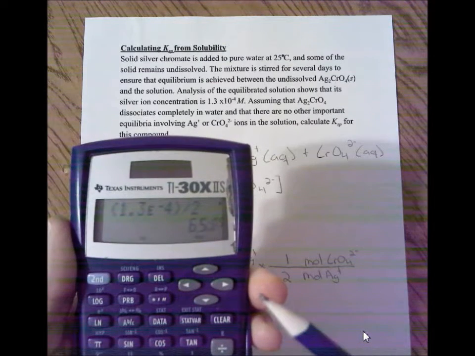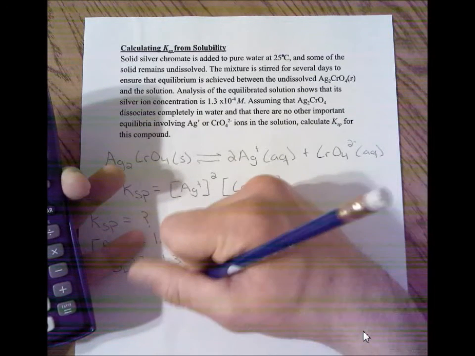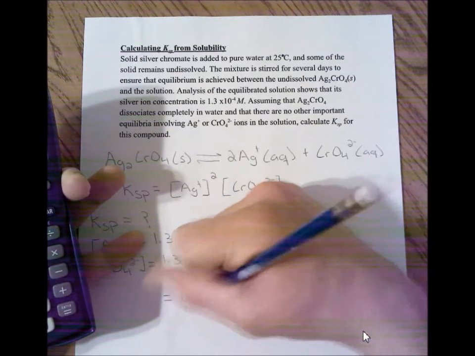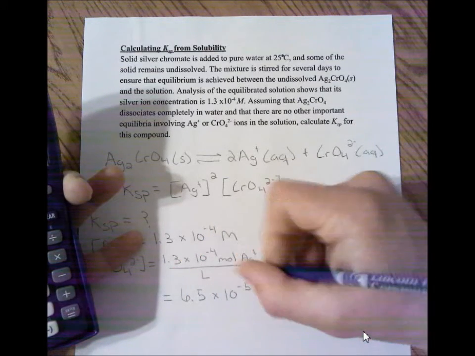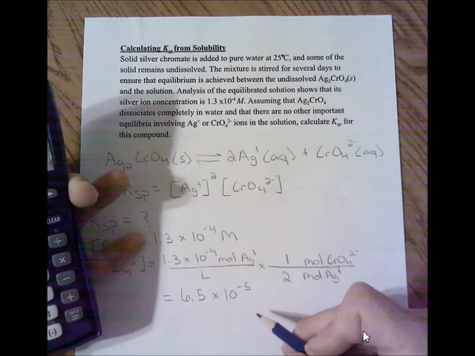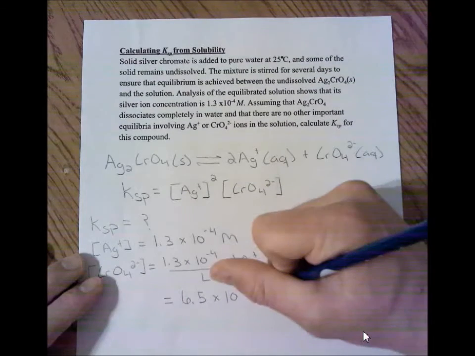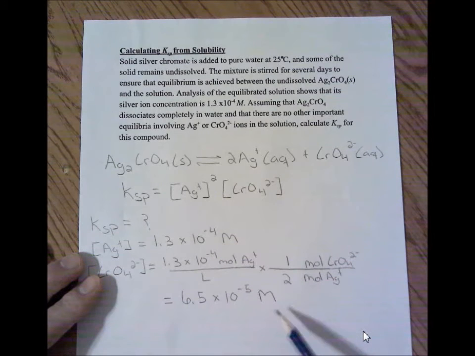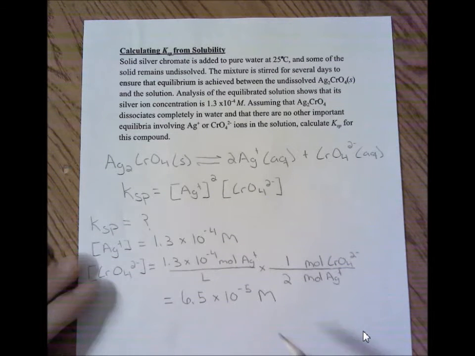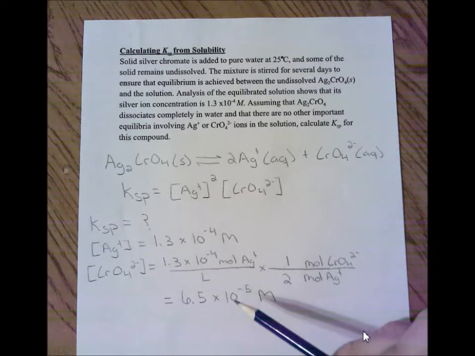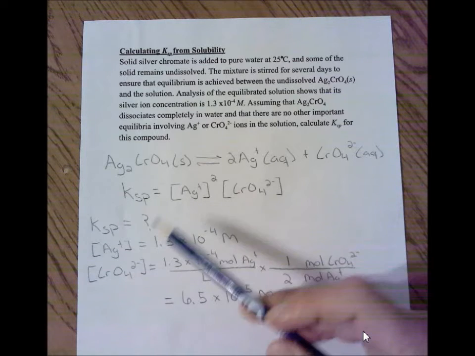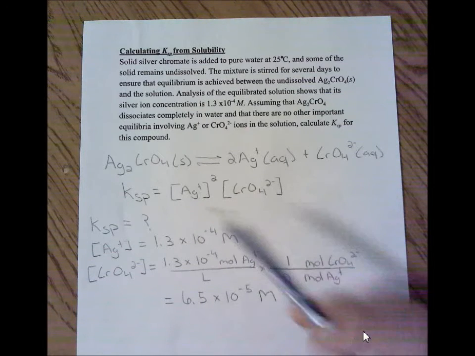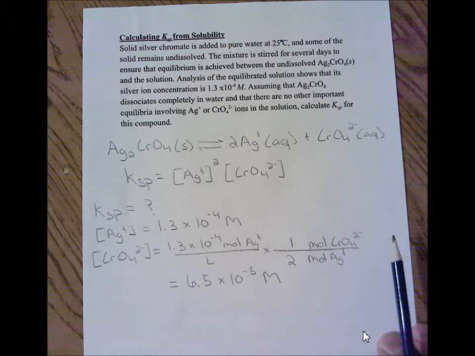So the value for our concentration of chromate ions is 6.5 times 10 to the negative fifth moles per liter. I'm going to express that back into molarity. So now the only thing that I have to do is this. I just have to plug these concentrations back into my solubility constant expression. So what I'm going to do is this. I'm going to say KSP, which we still don't know yet.